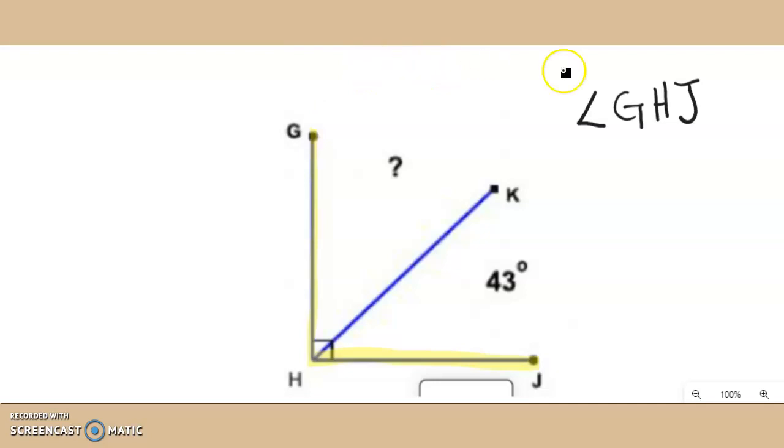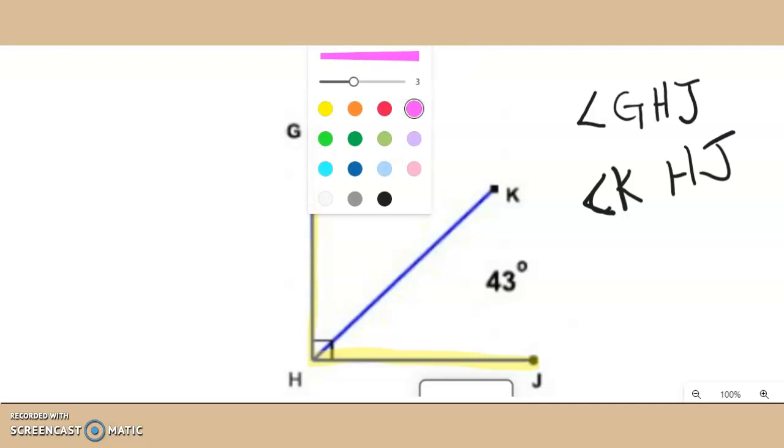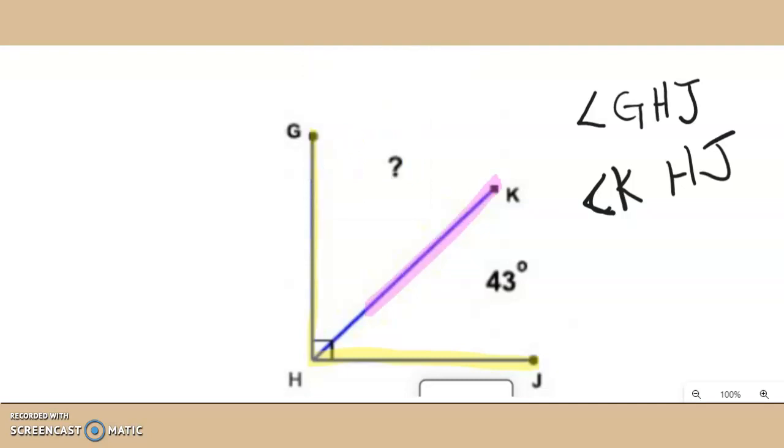And if I said, find the angle of K to H to J, you would come in here and click on this line right here. You would click on K to H to J. You're just following the lines. That's all you're doing. Okay?